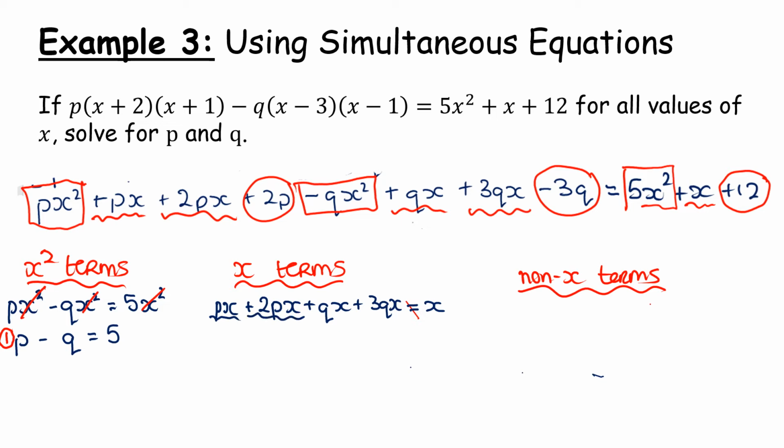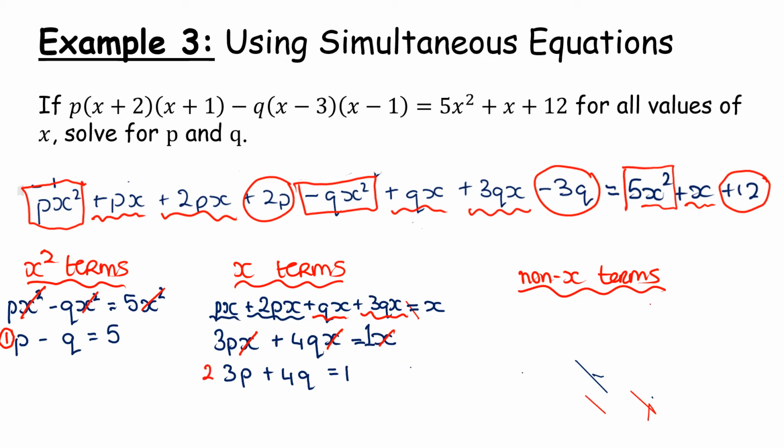So we have a px and a 2px. We have a 3px. We also have a qx, a plus 3qx, which gives us plus 4qx, and that is all equal to an x, or if you would prefer, we can write that as 1x. Again, I'm going to divide everything across by an x, and I get 3p plus 4q equals 1. And that becomes our equation 2. Now, we can go straight into simultaneous equations there and work with them. But before we do that, let's take a quick look at our non-x terms.